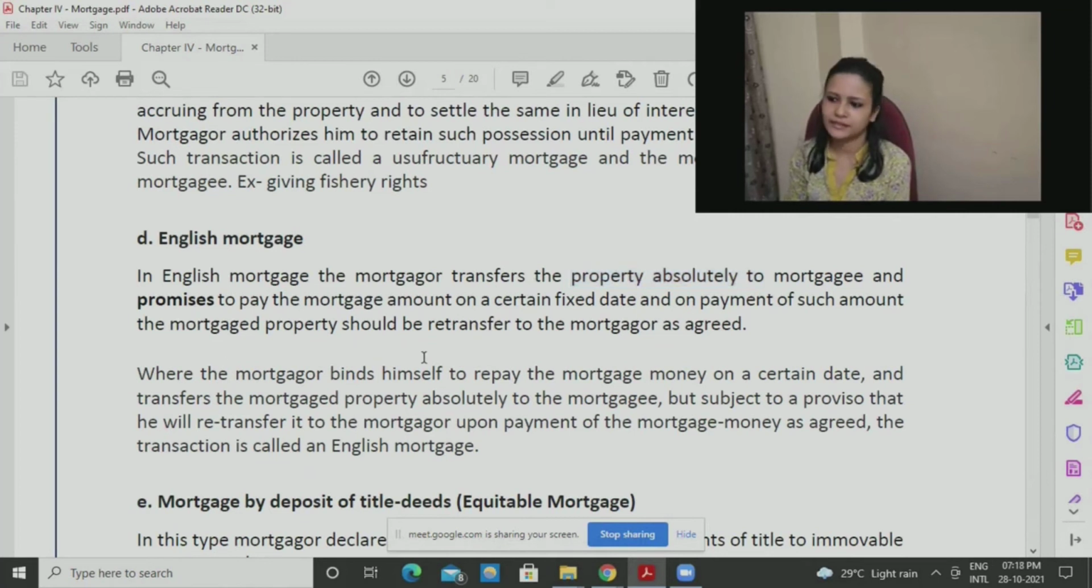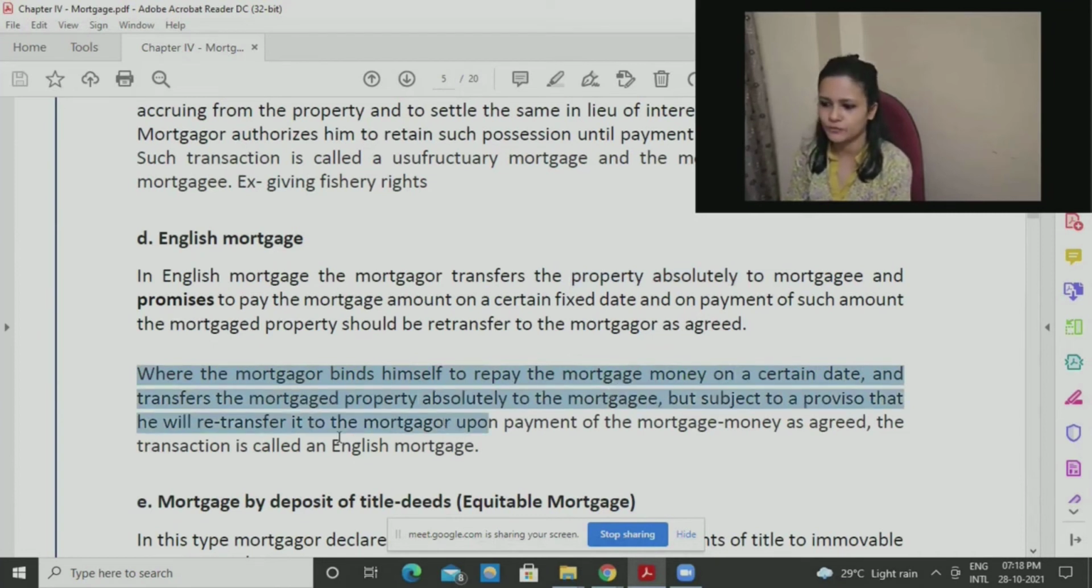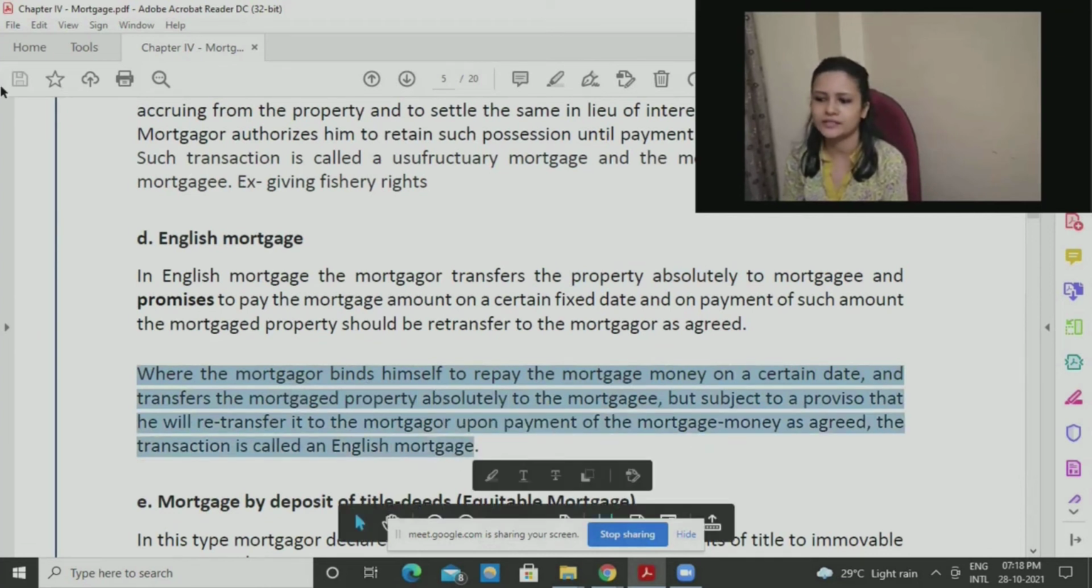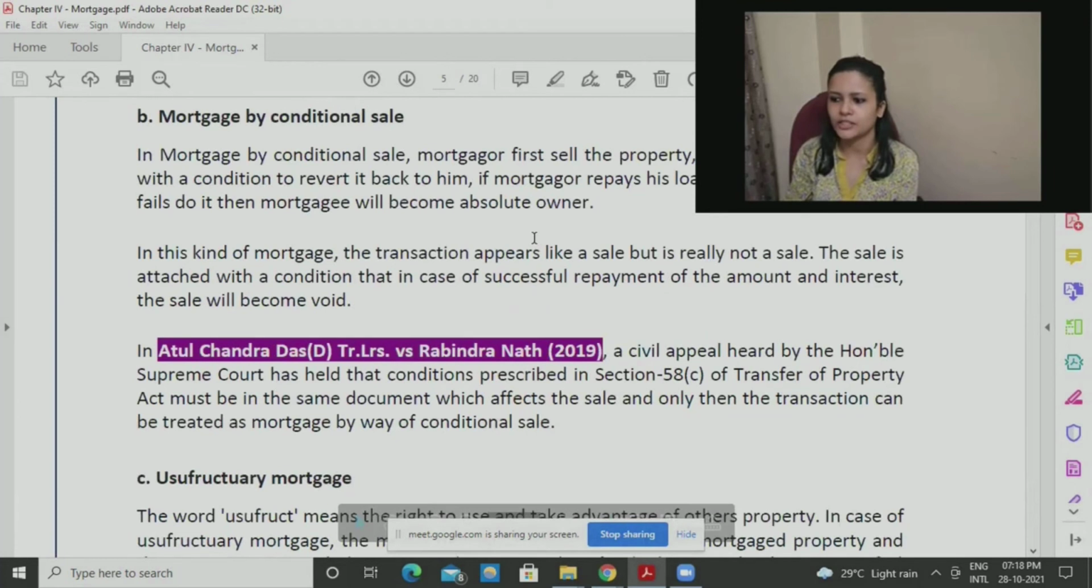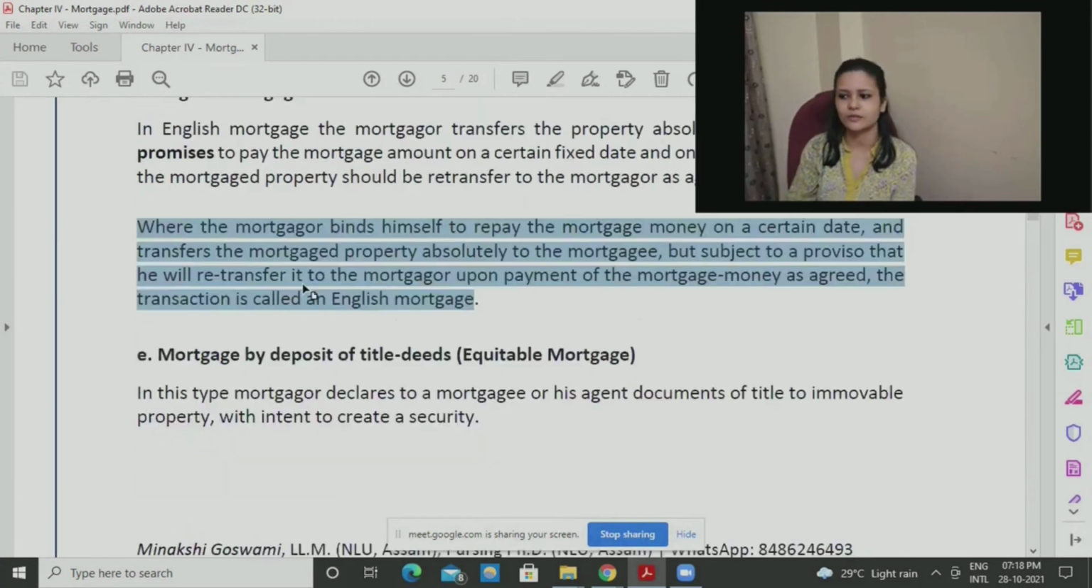So initially itself there will be this proviso there, and then the transaction will be considered as an absolute transaction from the starting itself, where the mortgager binds himself to repay the mortgage amount on a certain date and transfers the mortgage property absolutely, but subject to a proviso that it will be retransferred upon payment of mortgage money. It will be considered as English mortgage. And we will see the differences as well between English mortgage and mortgage by conditional sale. So the basic thing is that here it's absolute from the starting itself.